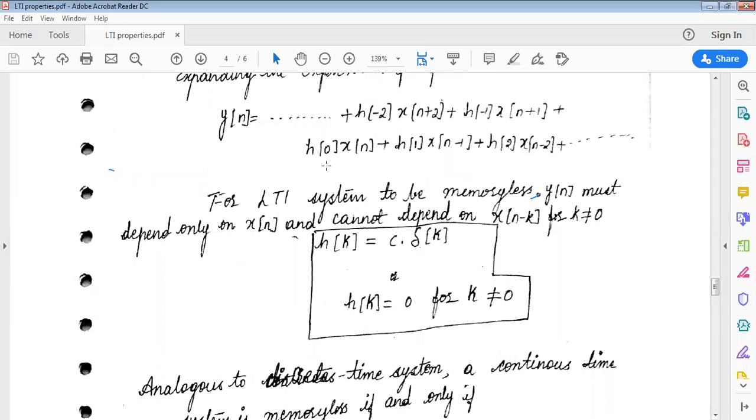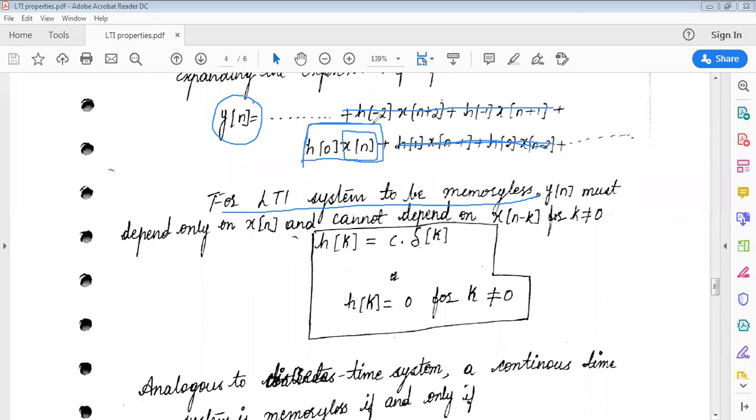Now based on this, you have to decide: if I want to make this LTI system a memoryless LTI system, then our output y of n should depend only on the present value of the input. That means it should depend only on x of n. It should not depend on the future values nor on the past values. So how can it be done? Try to analyze. If our y of n should depend only on this term in the expression, it should not depend on these terms which are related to the future values of the input, and it should not depend upon the past values of the input.